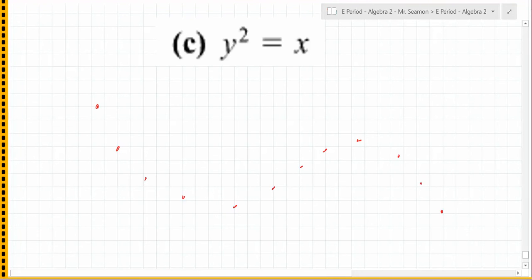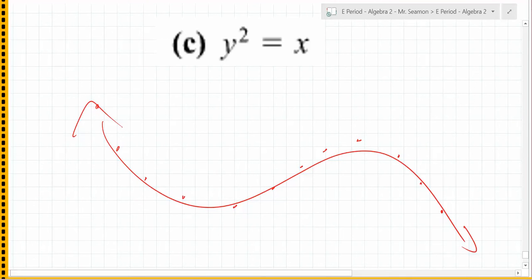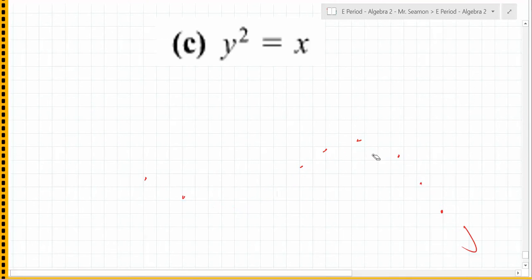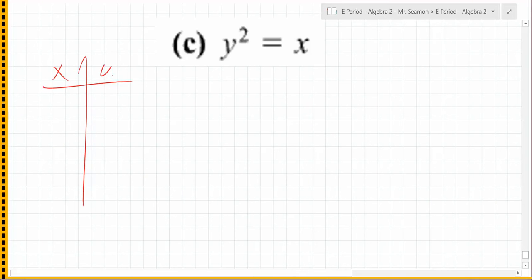If you plotted a bunch of points, and it looked like this, it doesn't, but let's say it did look like that, do you have a pretty good idea of what this looks like? Yeah, it looks something like this, right? So you would need to make a table. So if you ever get something like this, you could plot points. So what I mean by that is you can make a table.